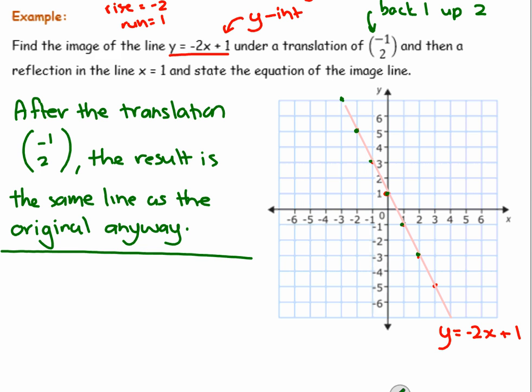So now we're just going to do reflection in the line x equals 1. So our mirror line is going to be at x equals 1, so that's a vertical line. Let's draw our dotted mirror line, and state the equation of the image line. So now let's start to plot the points. There is one point that happens to be on the mirror line, so that's also going to be a point on the image as well.